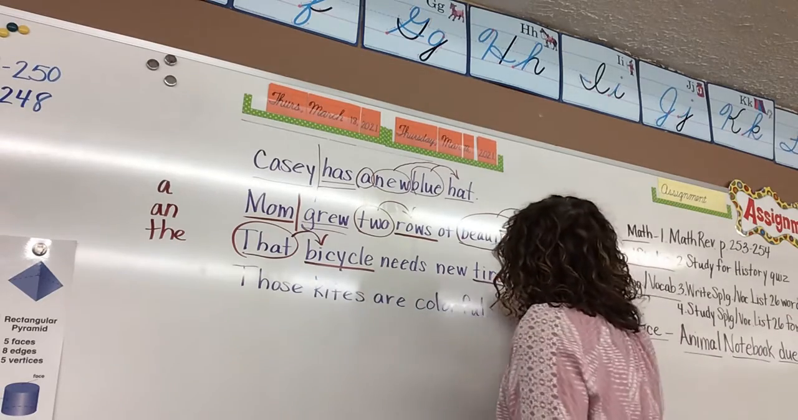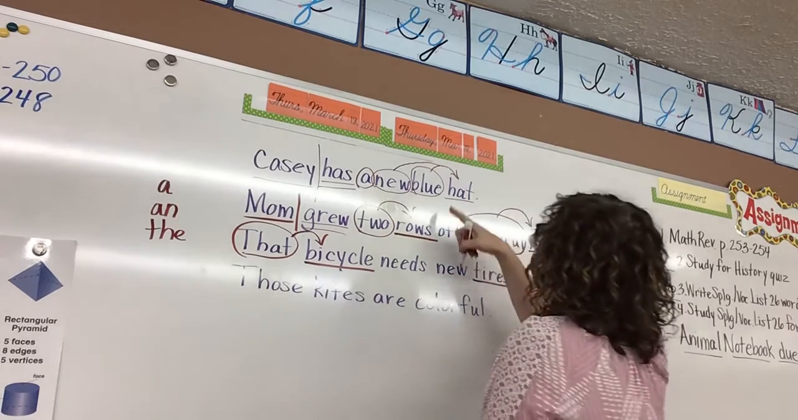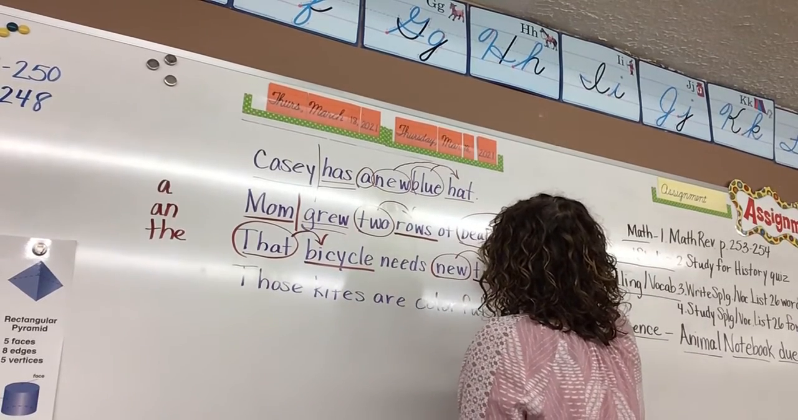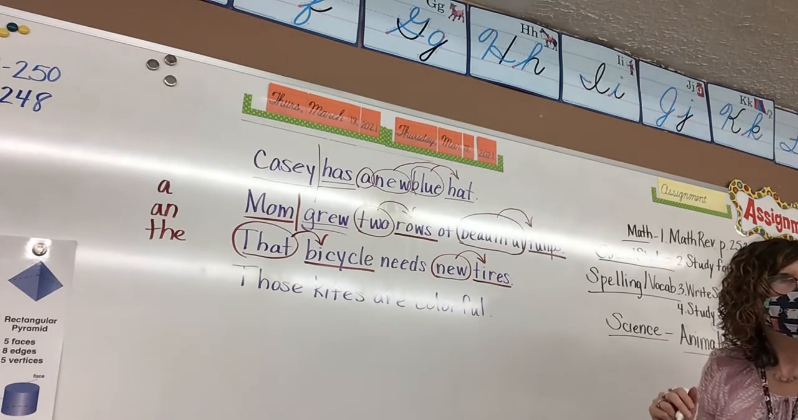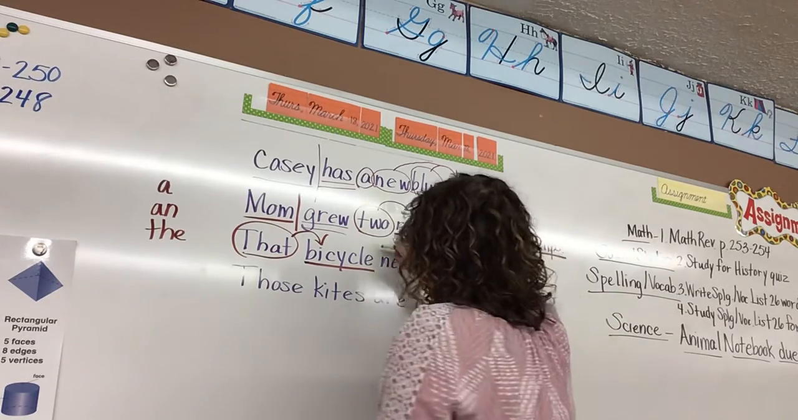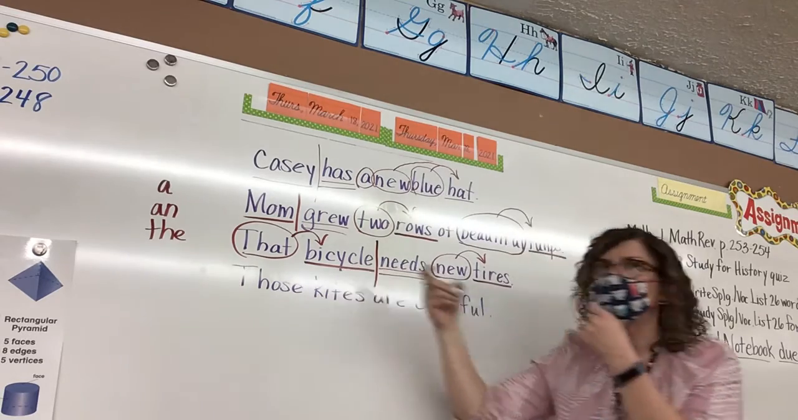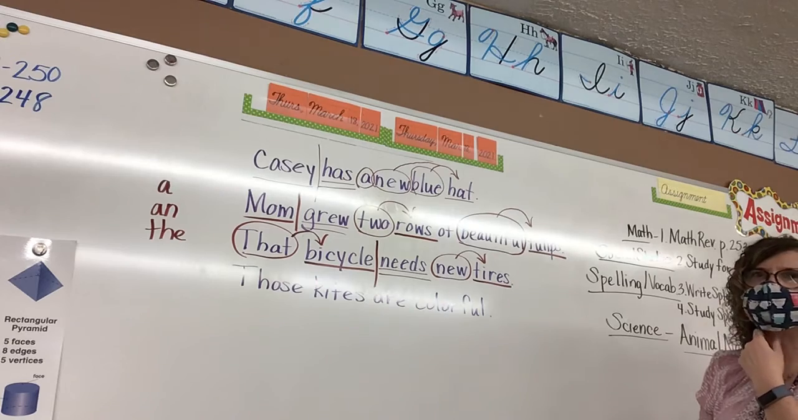Tires. Very good. What describes those tires, Grace? New. Just like up here, we had a new blue hat, now we have new tires. So draw an arrow from new back to tires. What about needs? Is it needs tires? No. That would be our verb. So we need to divide it here, underlining needs. Bicycle is our subject. Bicycle needs. What needs? Bicycle needs.